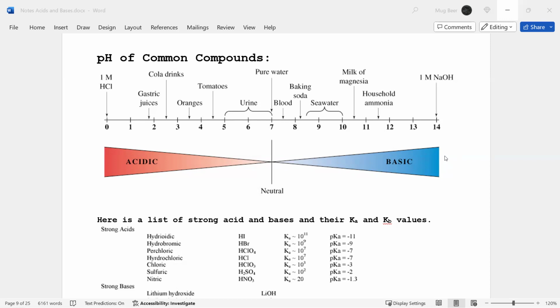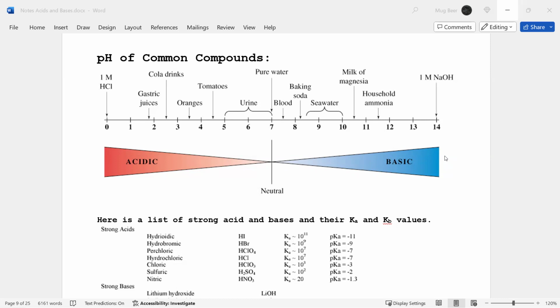So are there numbers larger than 14? Yes. Are there numbers smaller than 1 for pH? Yes. Are there negative pH numbers? Yes. And we'll show all that stuff, but most people think it goes between 1 and 14. But remember what those numbers are: the concentrations of the things that you're looking at. So if the concentrations are very high, then you can be outside the 1 to 14 range.